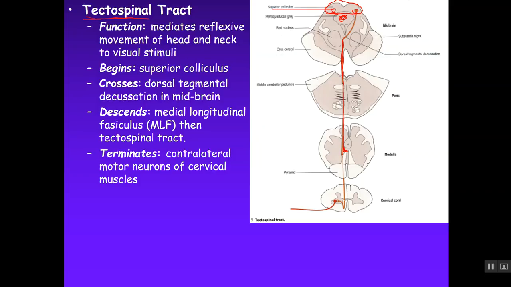Once it gets into the upper cervical area, it's called the tectospinal tract. However, some books will continue to call it the MLF, even into the spinal cord. So it can get real confusing depending on the resource you're looking at. So just use this presentation as your go-to. It's a contralateral pathway for the most part.